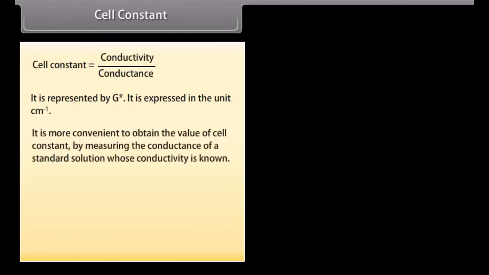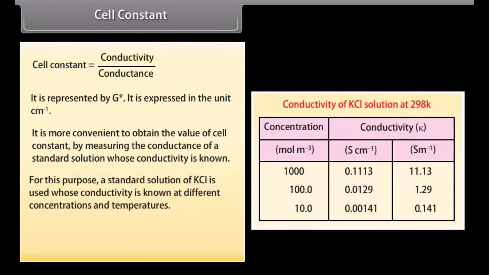It is more convenient to obtain the value of the cell constant by measuring the conductance of a standard solution whose conductivity is known. For this purpose, a standard solution of KCl is used, whose conductivity is known at different concentrations and temperatures. Cell constant is equal to 0.012886 upon X. Once the cell constant is known, the conductivity can be calculated from the measured conductance or measured resistance of the electrolytic solution.